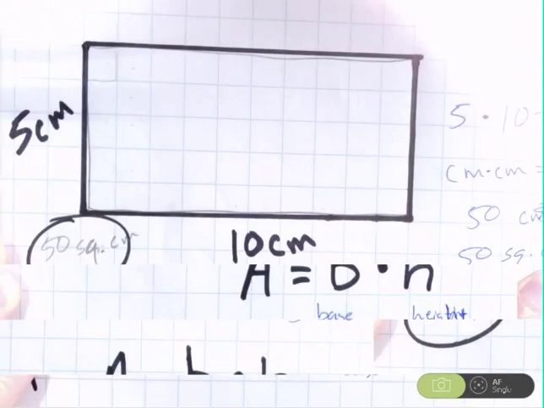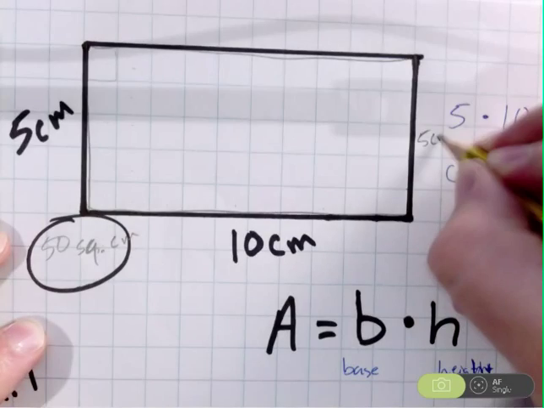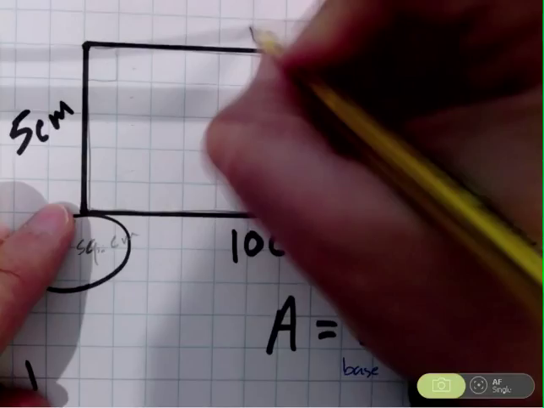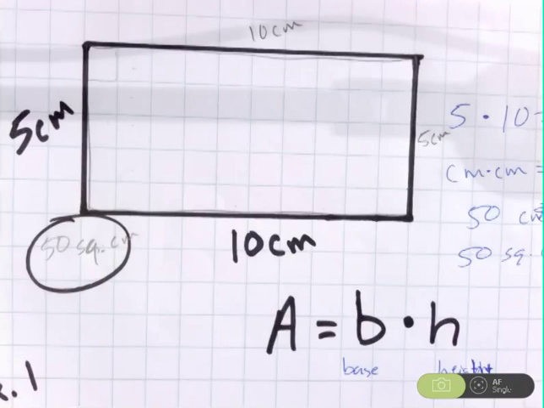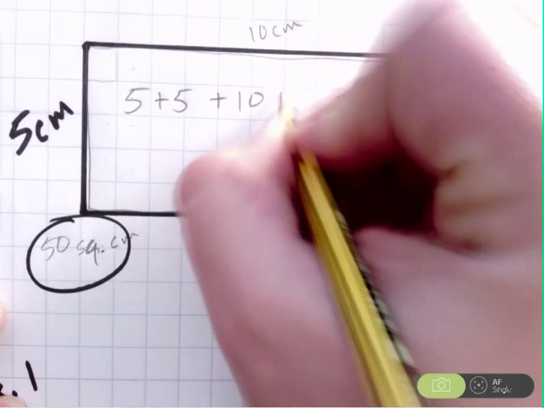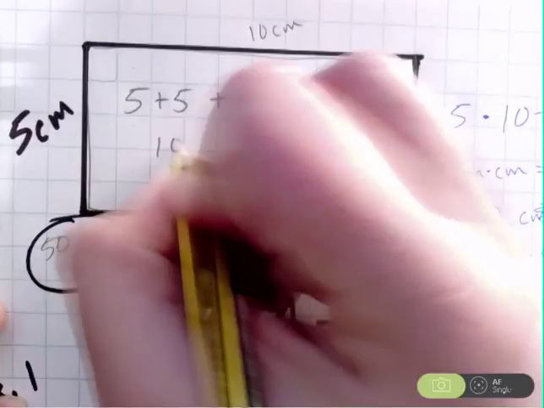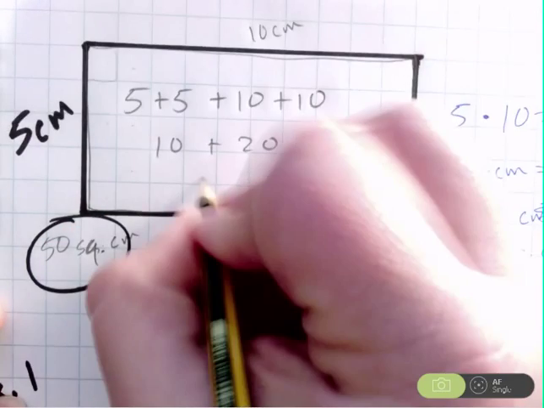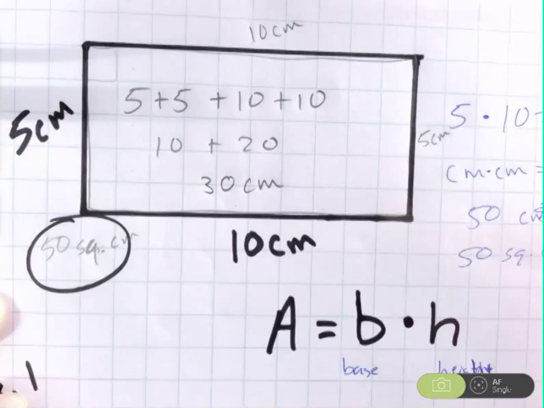In a rectangle, you have 2 sides that are the same and another set of 2 sides that are the same. So here you could write 5 plus 5 plus 10 plus 10. So that's 10 plus 20 is 30 centimeters.